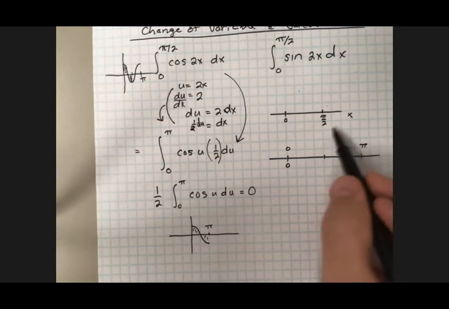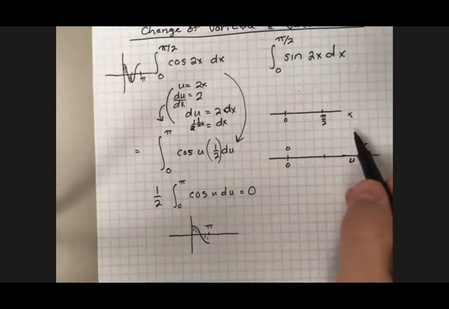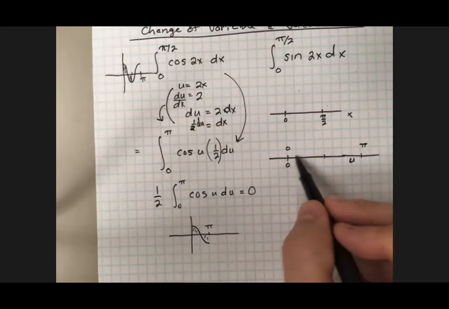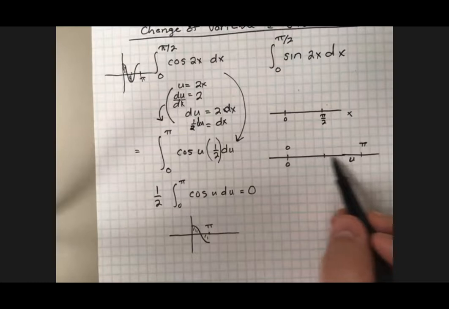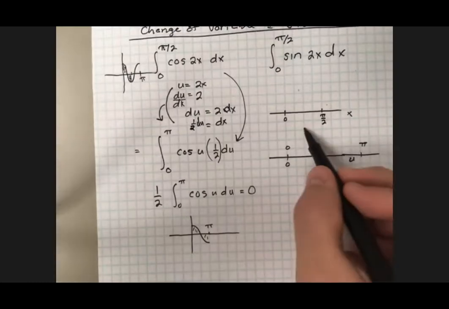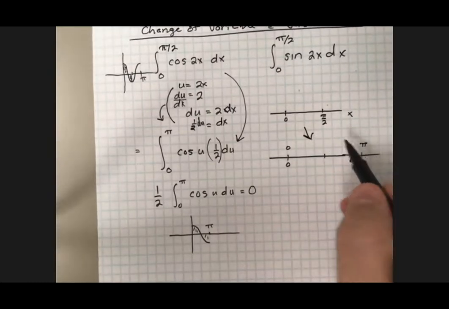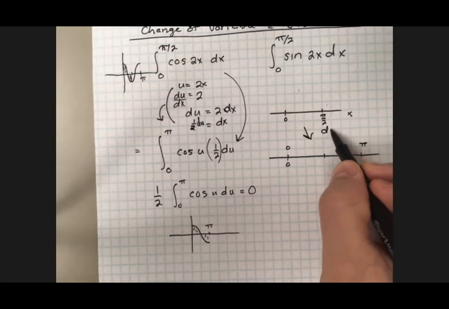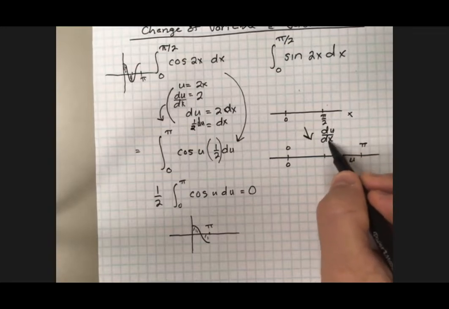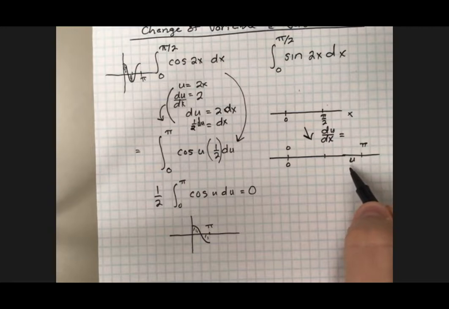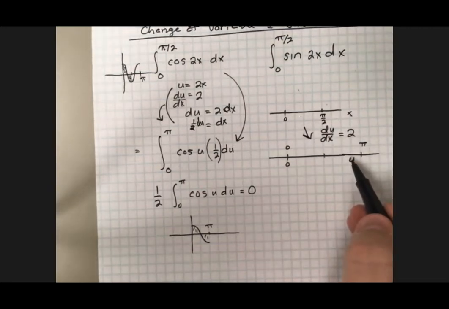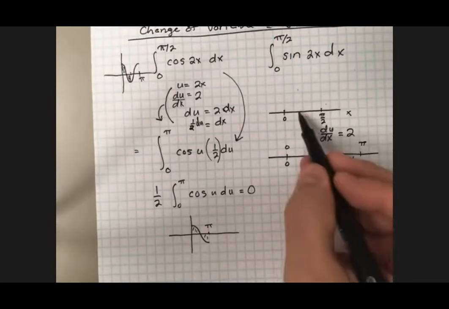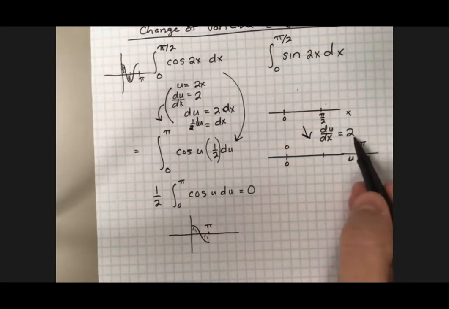And literally what I said when I changed my x to my u's is I'm integrating over twice the length. Now you don't always have this linear substitution, but integrating over twice the length, I had to pay for that switch. And the paying for that switch was the size of du dx. du dx equals 2 means I magnified this interval by 2 units.